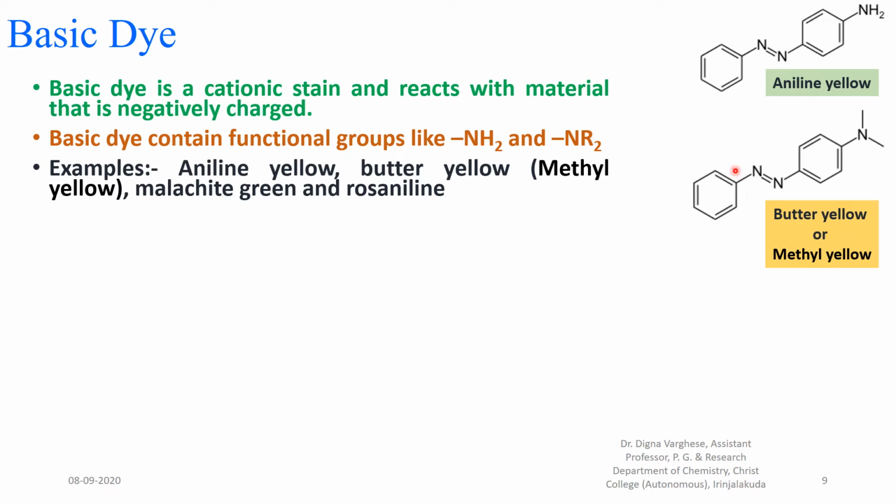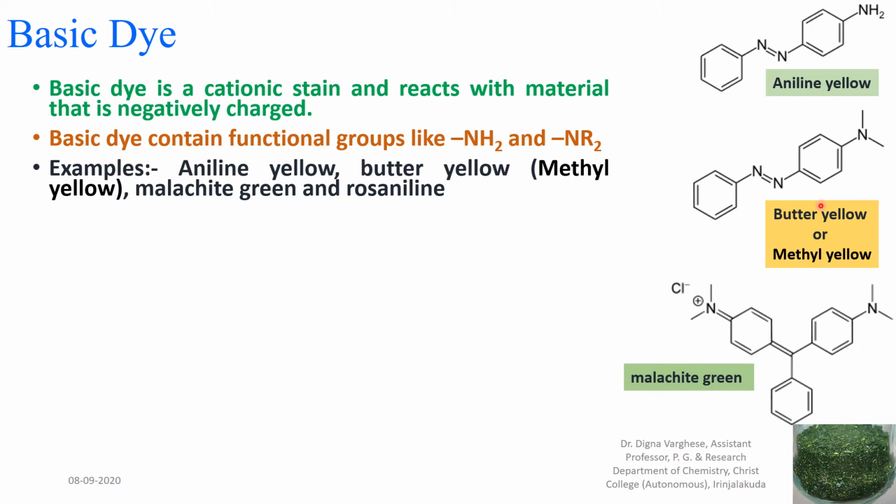Another one is butter yellow, also known as methyl yellow, where two benzene rings are connected by the azo group and there is an NR2 type functional group. The next one is malachite green, and the color of malachite green is shown here. In the picture we can see there is N plus double bond CH3 CH3 and Cl minus. So it is in the cationic form.